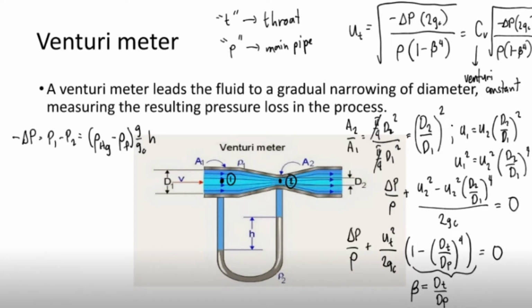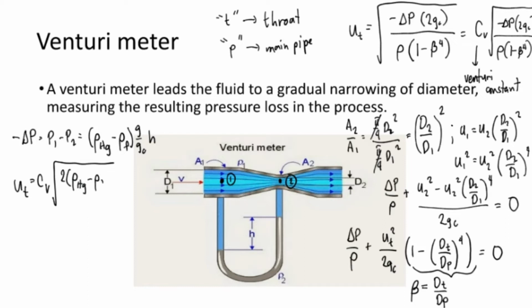If we substitute this equation to our governing equation for the velocity in a Venturi meter, we get the velocity at the throats is equal to CV multiplied by the square root of 2 times density of the manometric fluid minus density of the flowing fluid multiplied by g multiplied by h divided by the density of the fluid times 1 minus beta to the fourth power.